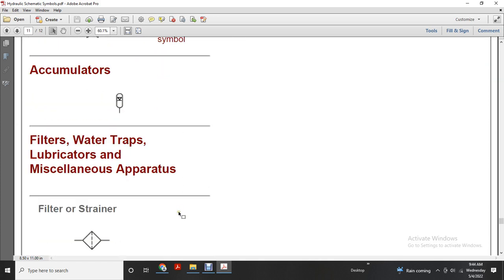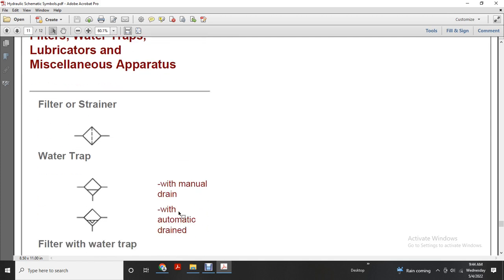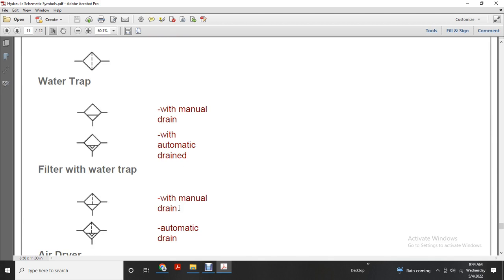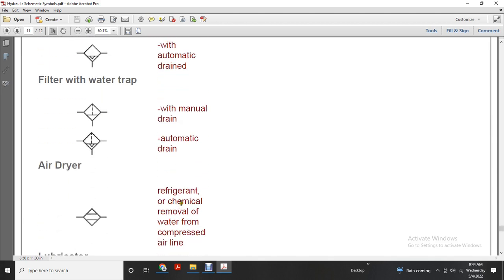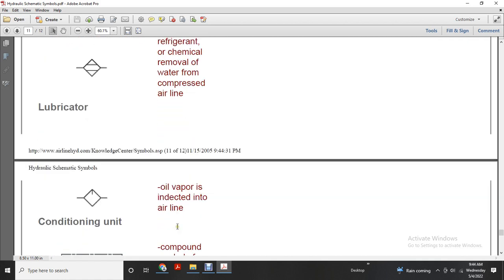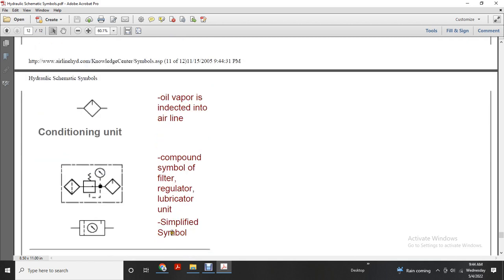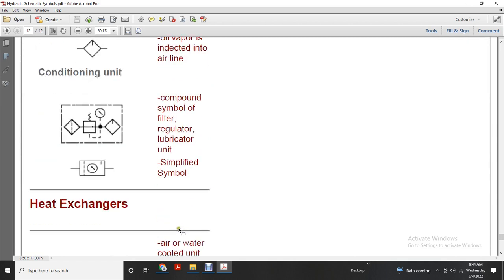Accumulators, filters, water traps, miscellaneous operators. Filter strainer, water trap, manual drain, automatic drain. Filter, water trap with manual drain, automatic drain. Air dryer: refrigerant, chemical removal of water from the compressed airline. Lubricator: oil vapor is undetected. Airline conditioner, compound symbol: filter, regulator, lubricator unit, simplified symbol.